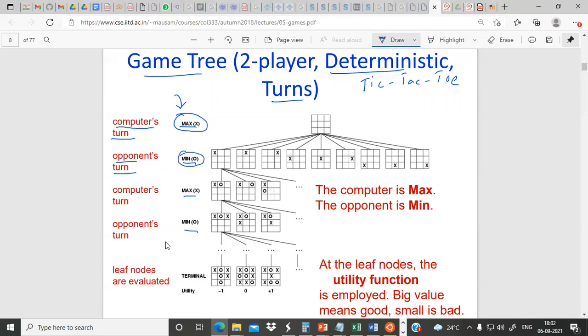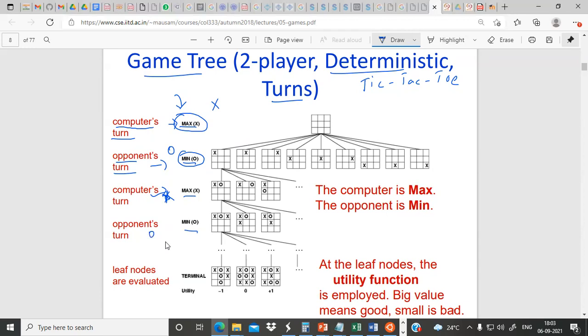The computer's moves are represented using the symbol cross, and the opponent's moves are represented using the symbol O. So first is the computer's move, which is called max, because the computer wants to maximize. Then it's the opponent's turn, which is called min, because the opponent wants to minimize the computer's output. Again it is the computer's turn, called max, and then the opponent's move, called min. So on and so forth, it continues.